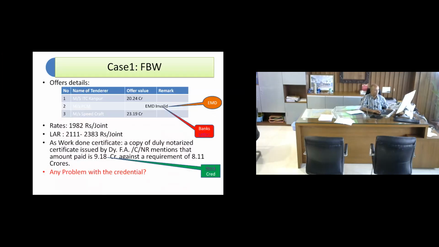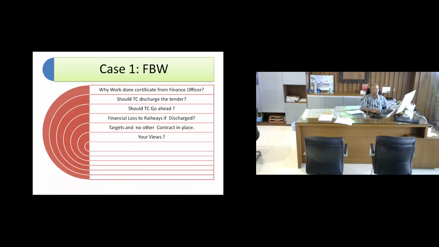So what is the way out? The easiest way out is to discharge the tender on some friendly ground and go for re-tender. But as I told you in the beginning, we had a 19 crore offer, then we came to 20 point something. If you discharge the tender, you lose the opportunity of opening a project, and the cost is also going up. So these are the questions.